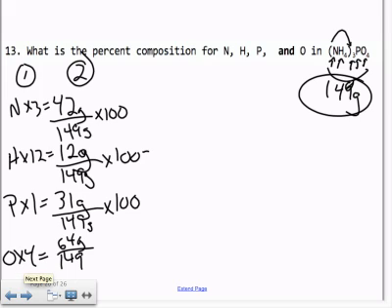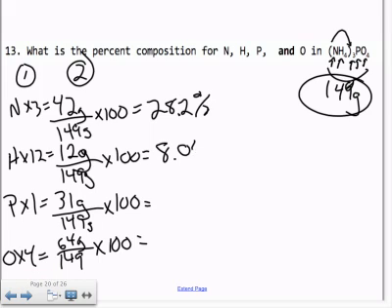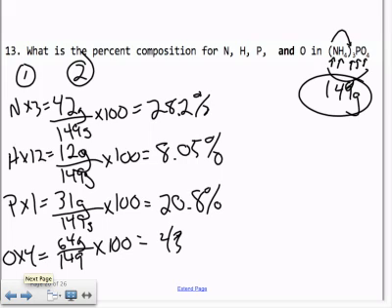Divided by 149 times 100. Okay, so we do that out. That'll give us our percentages. For nitrogen, it is 28.2%. For hydrogen, it is 8.05%. 20.8% for phosphorus, and the oxygen makes up the rest, which is 43.0%. So there is your answer.